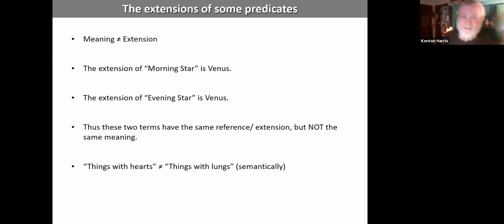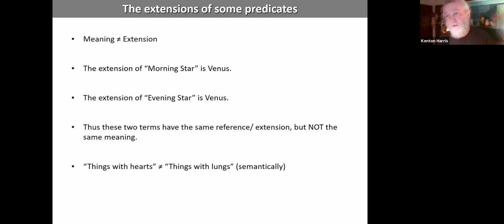So meaning does not equal extension. What Quine is getting at is that I might know the extension of a term, but that doesn't mean I know the meaning of the term. Those seem to be separate concepts, meaning and extension. For instance, this is something you may or may not know.